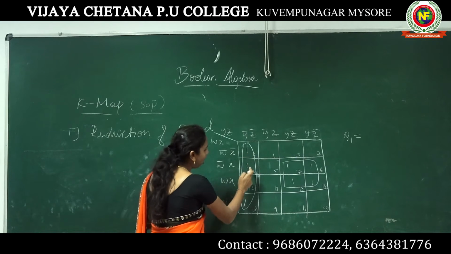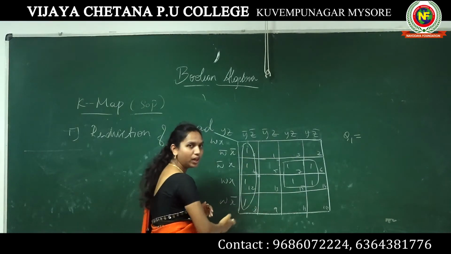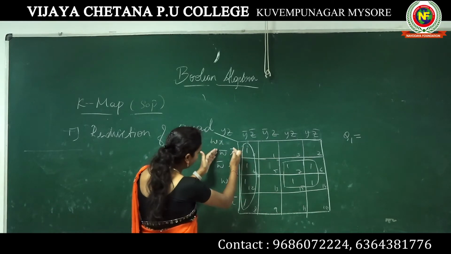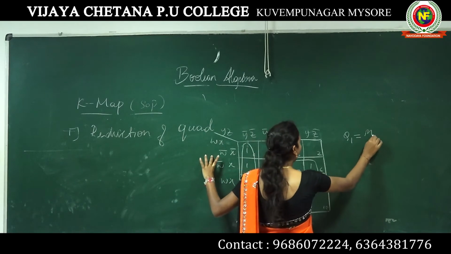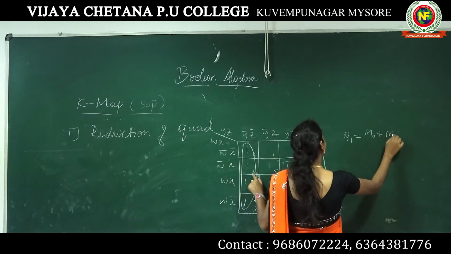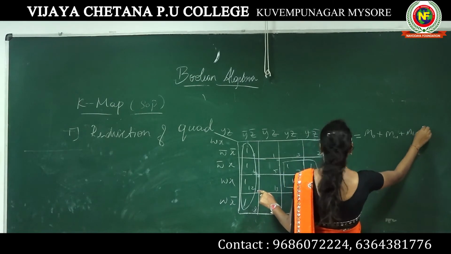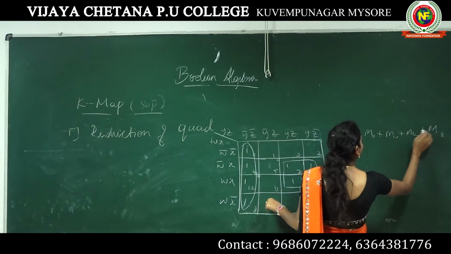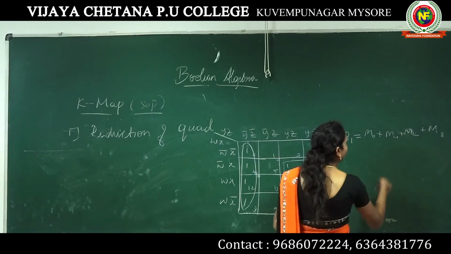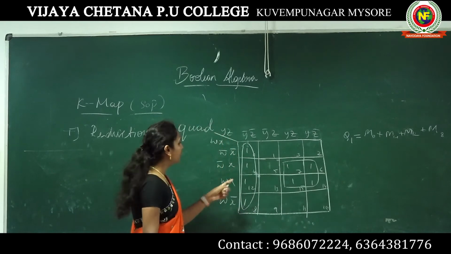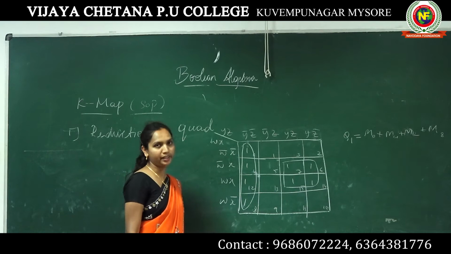Here all the vertical boxes are occupied with 1, which means you have to consider all this one. Means what? M0 plus M4 plus M12 plus M8. Small m. Okay. So M0 plus M4 plus M12 plus M8.